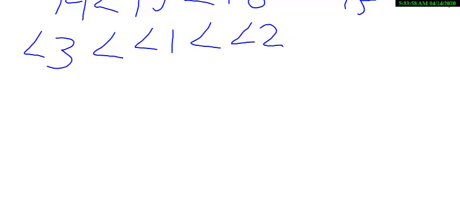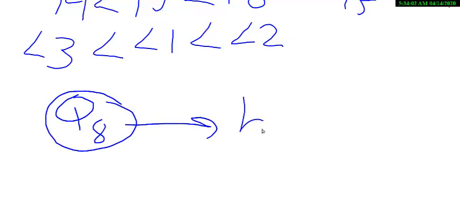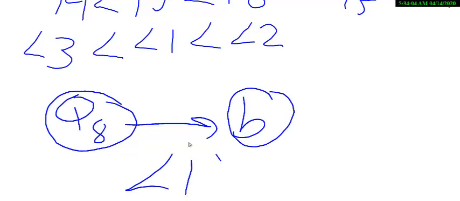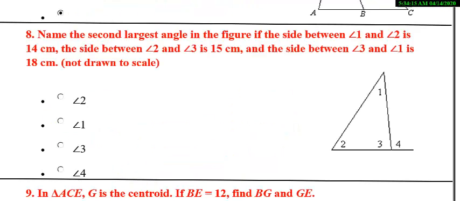The answer will be number B, which is angle number 1, the second largest angle, according to the theorem which we had, that the largest angle is always opposite to the longest side. The largest angle is always opposite the largest side, and vice versa.